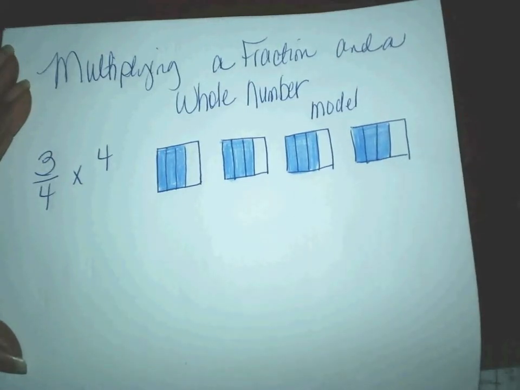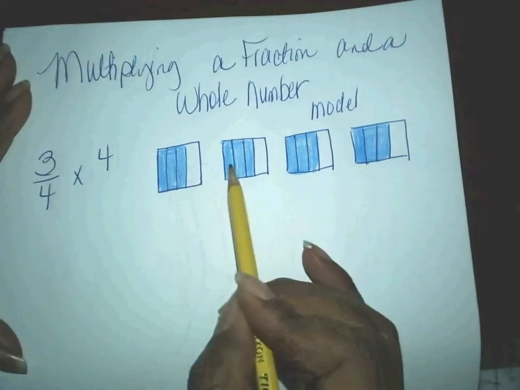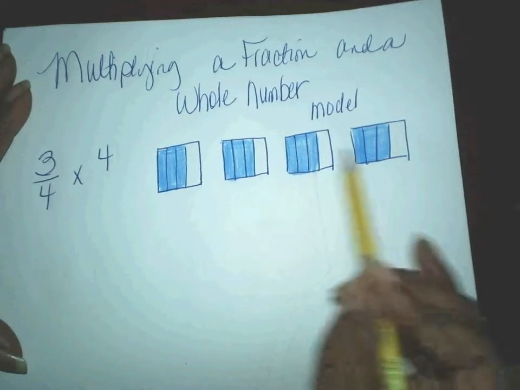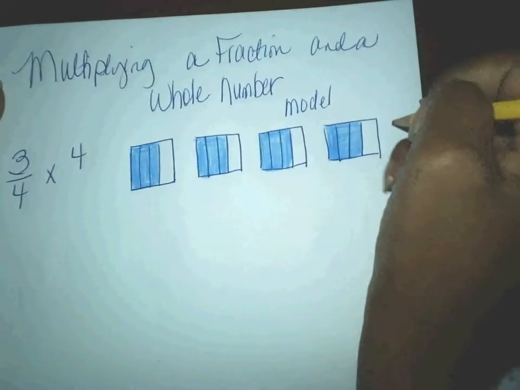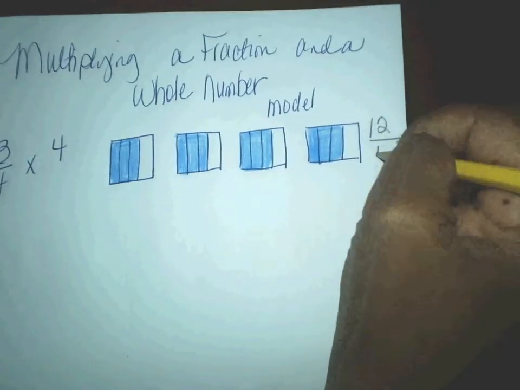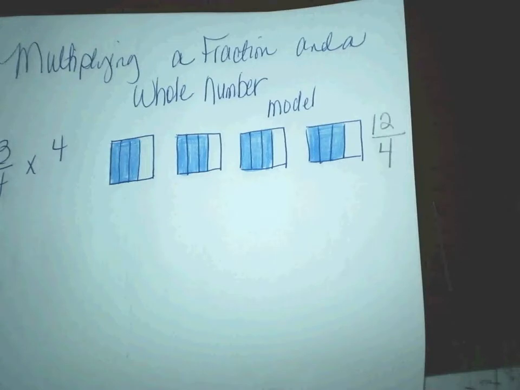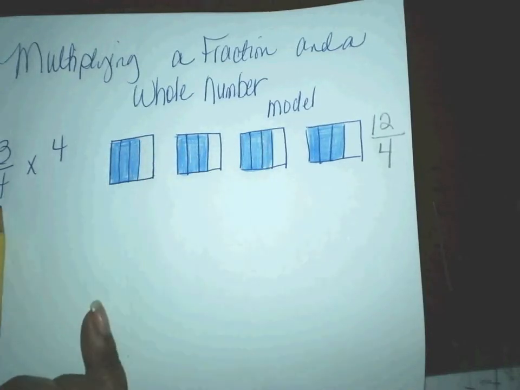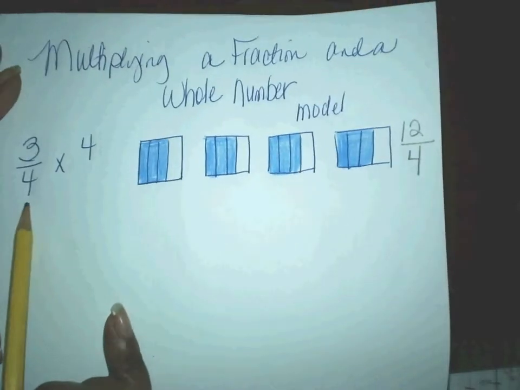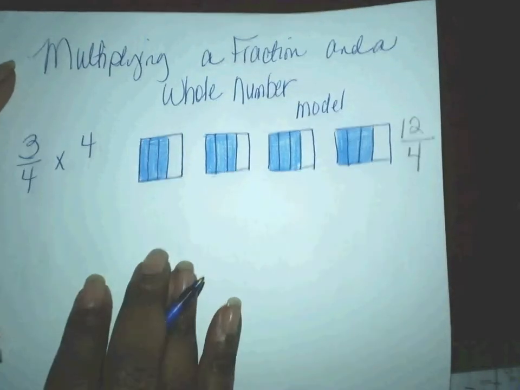All right, now what you would do is just count what's shaded. So I have 1, 2, 3, 4, 5, 6, 7, 8, 9, 10, 11, 12. So that is 12. And the denominator is 4 because it stays the same. It's the same as how the box is broken down, and the same as what you have here. All right, there's another way to show this very same model.